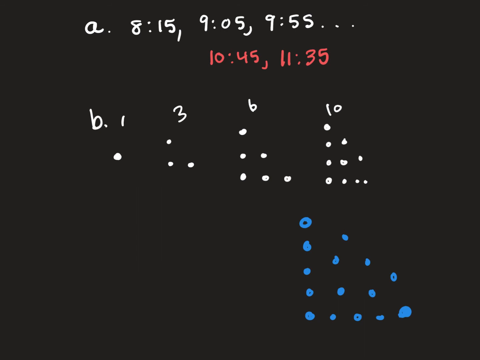If you look at example B on this page, it says the pattern is that each additional row contains 1 more point than the row above it. And then let's go to another slide looking at example C here.